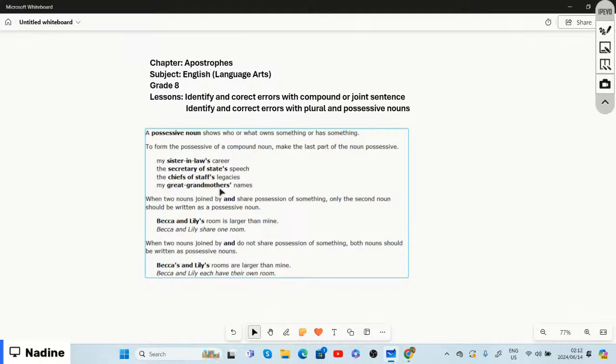All right. And when two nouns, right? So when two nouns are joined by the conjunction and, then they share possession of something, right? So when two nouns are joined by and, which is our coordinating conjunction, then only the second noun should be written as a possessive noun.